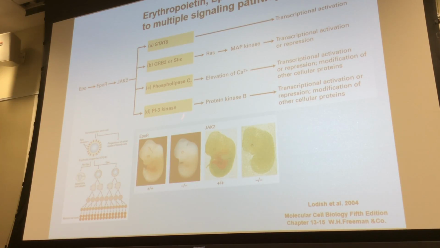So anyway, PI3 kinase, very important because it can call in another kinase called protein kinase B. And so we now have the ability to, again, modify cellular proteins, transcription activation. So all of these can be activated in response to that JAK that binds to that site. And here's a picture of what it looks like.